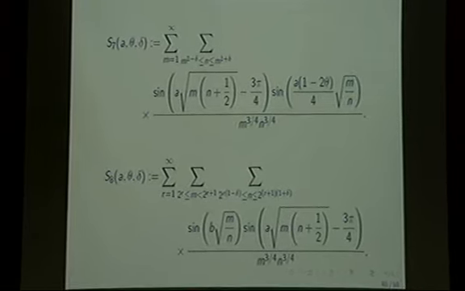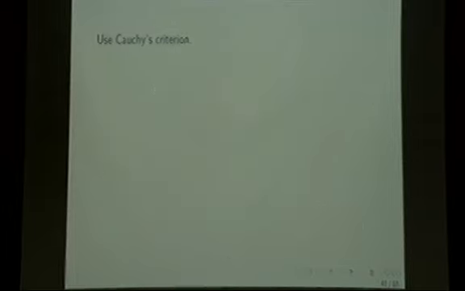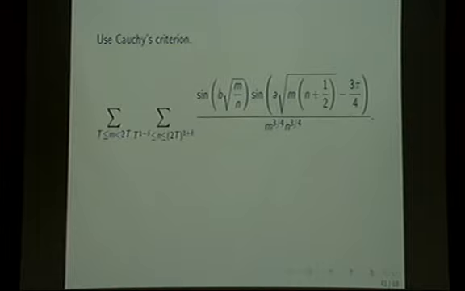And here we've just used a trigonometric identity for the difference of two cosines. And then we have to break the sum up. I'll skip that. And then we use Cauchy's criterion. So it boils down to looking at this kind of double sum. And again, the delta has to be determined later.